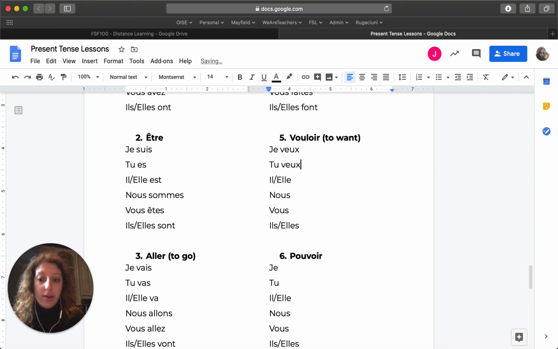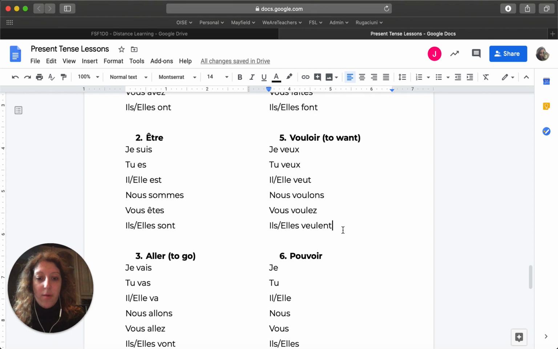Tu veux un crayon, you want a pencil. Il and elle veut with a T. So the first two, je and tu, have an X, and il and elle, singular, have a T at the end. Then we have nous voulons, vous voulez, and ils and elles, this is a little bit tricky, veulent.